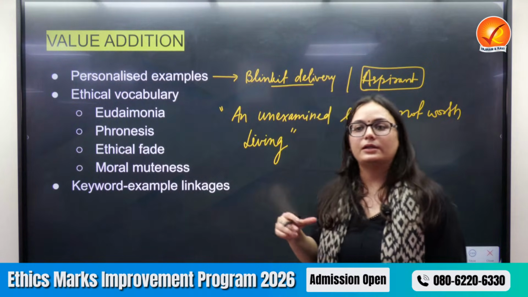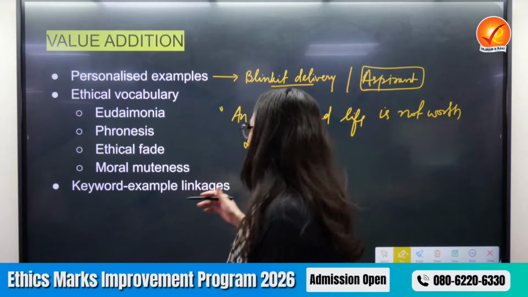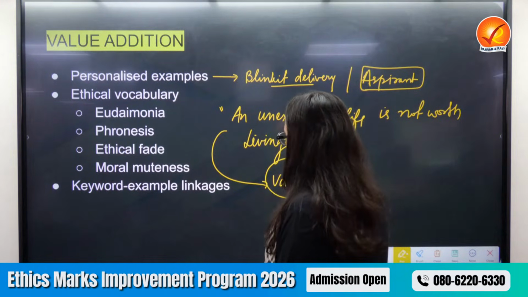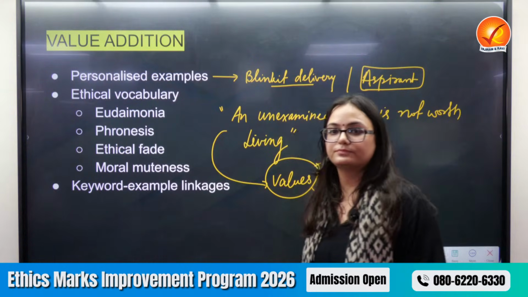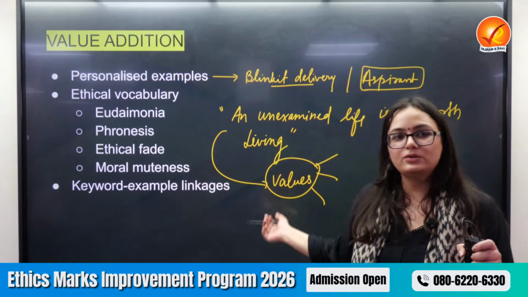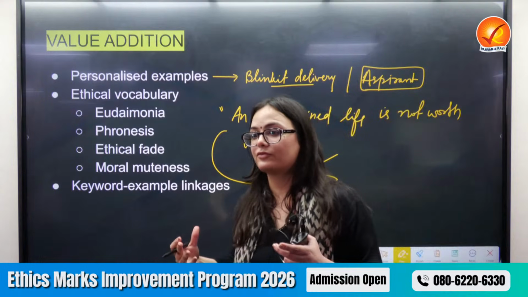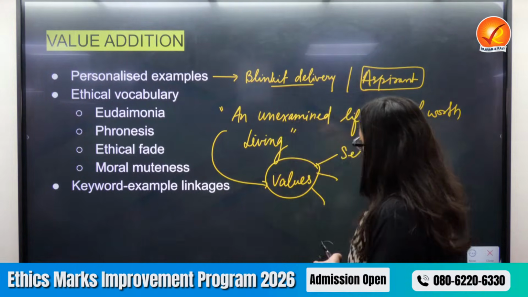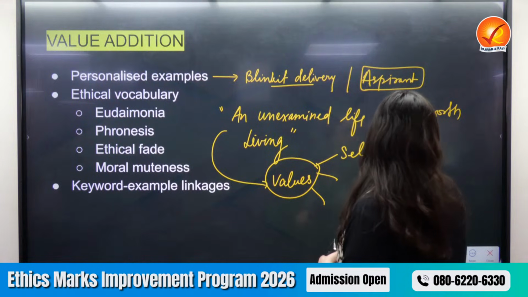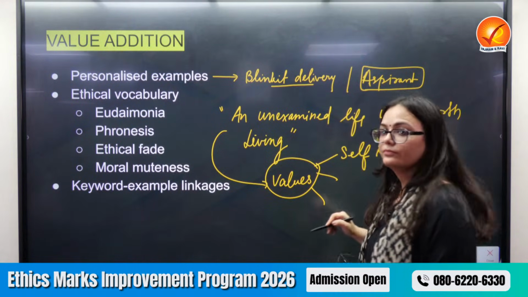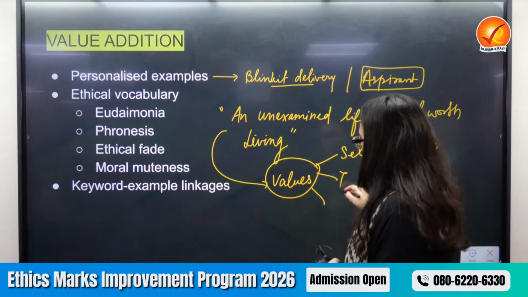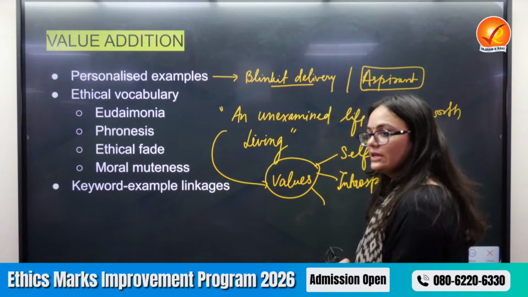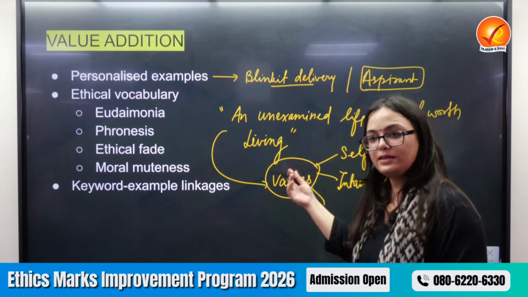Socrates. An unexamined life is not worth living. What are the values that this quote is talking about? Can you tell? What are the values that this quote is talking about? An unexamined life is not worth living. It is talking about self reflection, introspection, the ability to correct oneself, looking for flaws and correcting them.